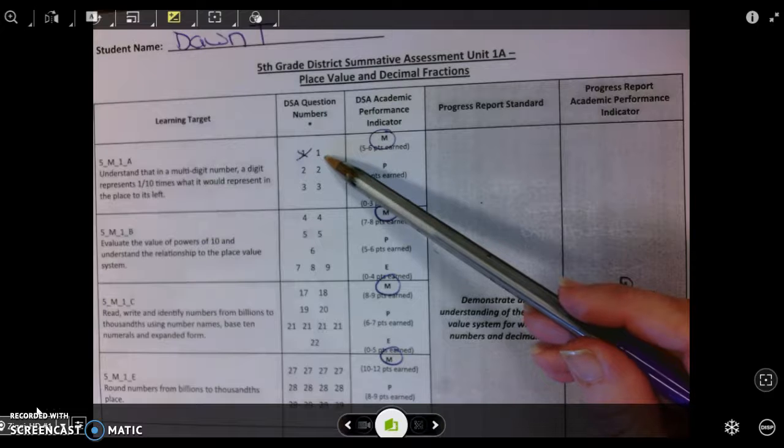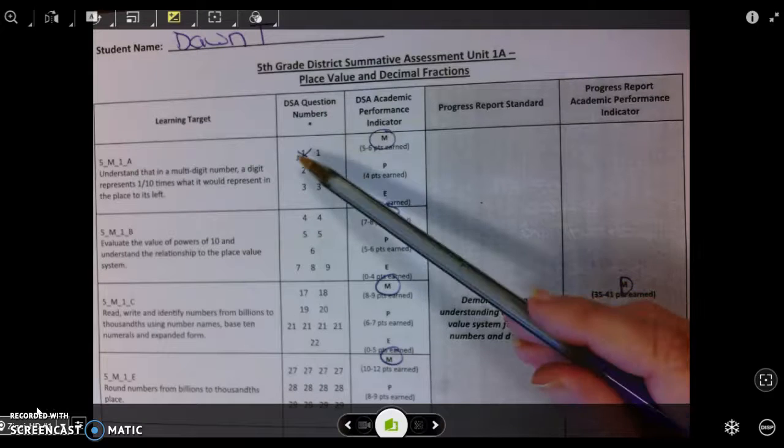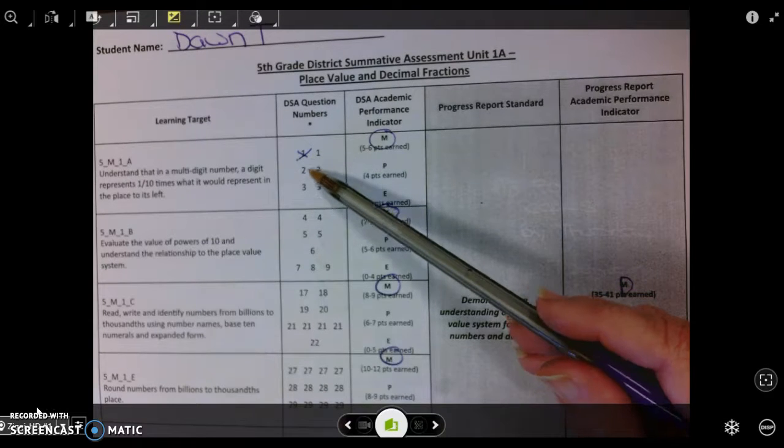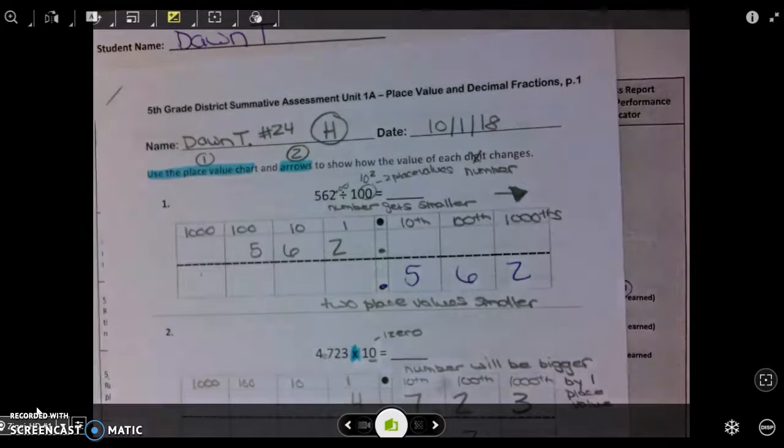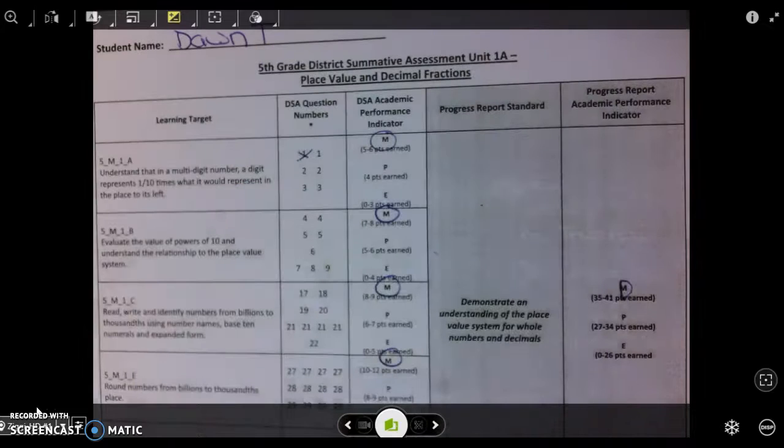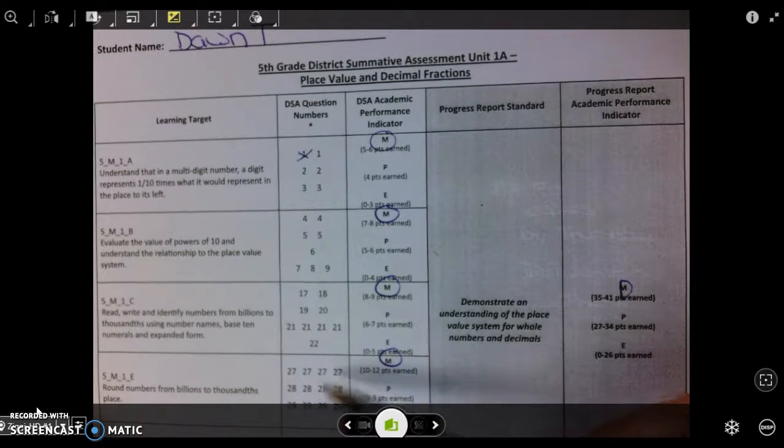So you'll notice that number 1 was worth 2 points, and you can see that there's an X on number 1. If you flip to Mrs. Twinter's test, you can see that on number 1, it was 562 divided by 100, and Mrs. Twinter went 1, 2, 3 spaces instead of just 1, 2. So I had it set up correctly, but then I put the wrong answer, so I missed 1 point on that page. So wherever there are X's, you can correlate that with the number missed on the test.